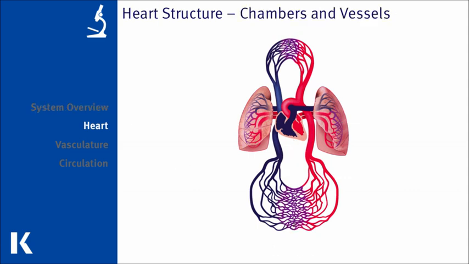The heart has a right side and a left side. The right side pumps the blood to the lungs and back. This is what is known as pulmonary circulation. The left side of the heart pumps blood to the body and back. This is what is known as systemic circulation.